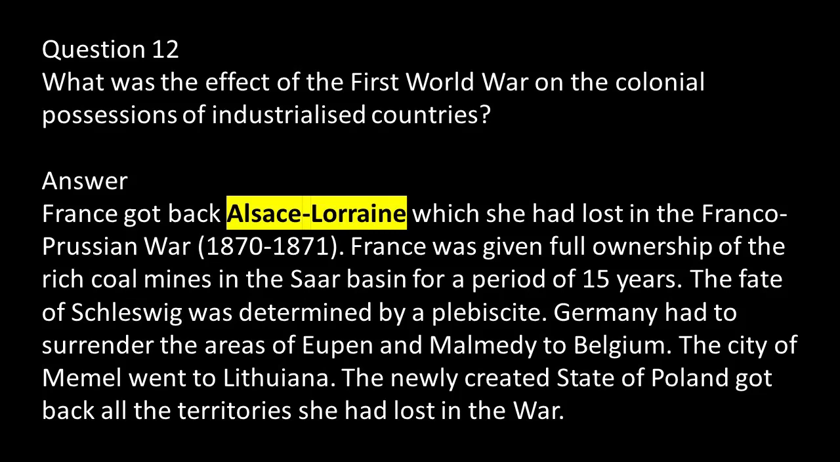Question 12. What was the effect of the First World War on the colonial possessions of industrialized countries? Answer. France got back Alsace-Lorraine, which she had lost in the Franco-Prussian War, 1870 to 1871. France was given full ownership of the rich coal mines in the Saar Basin for a period of 15 years. The fate of Schleswig was determined by a plebiscite. Germany had to surrender the areas of Eupen and Malmedy to Belgium. The city of Memel went to Lithuania.